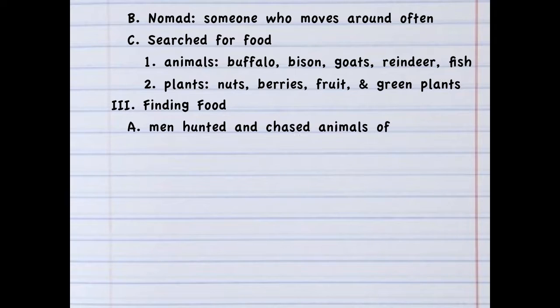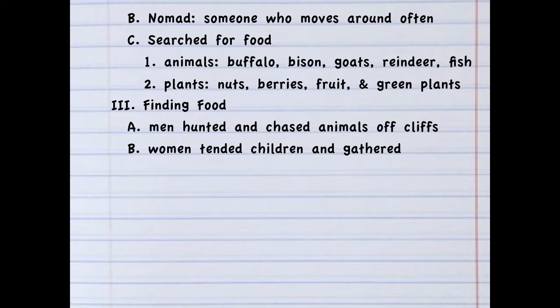Finding food. Men hunted. That usually involved chasing animals off of cliffs or using spears to bring them down. Women did a lot of things like tending the children and gathering closer to the shelters.